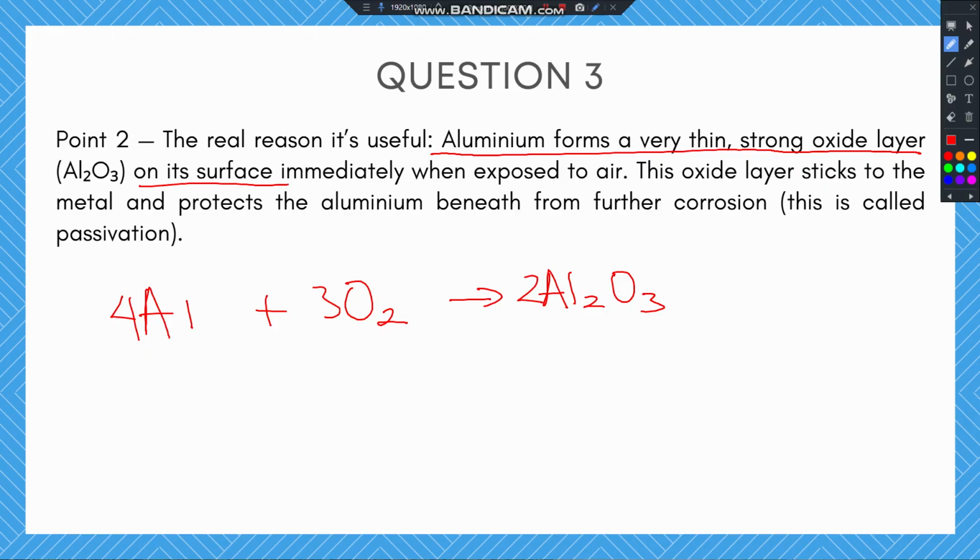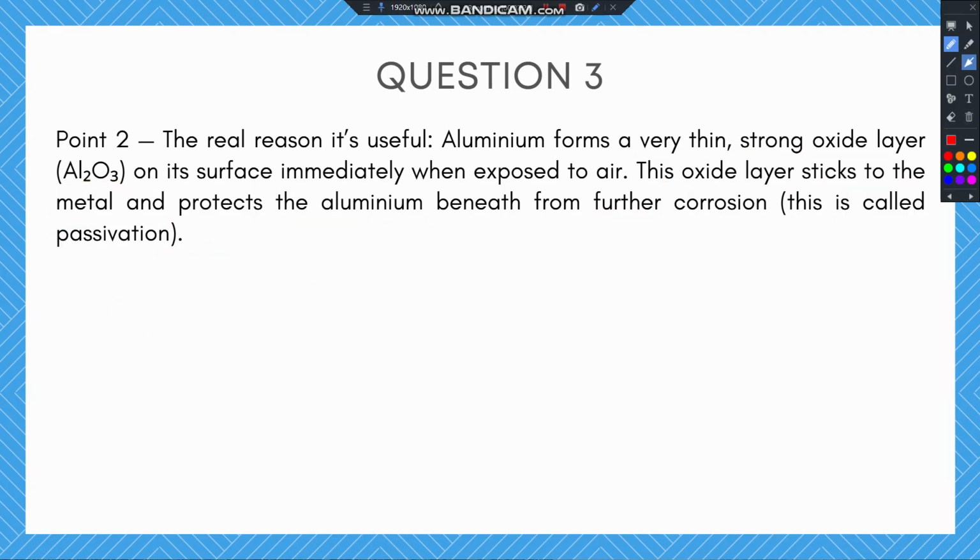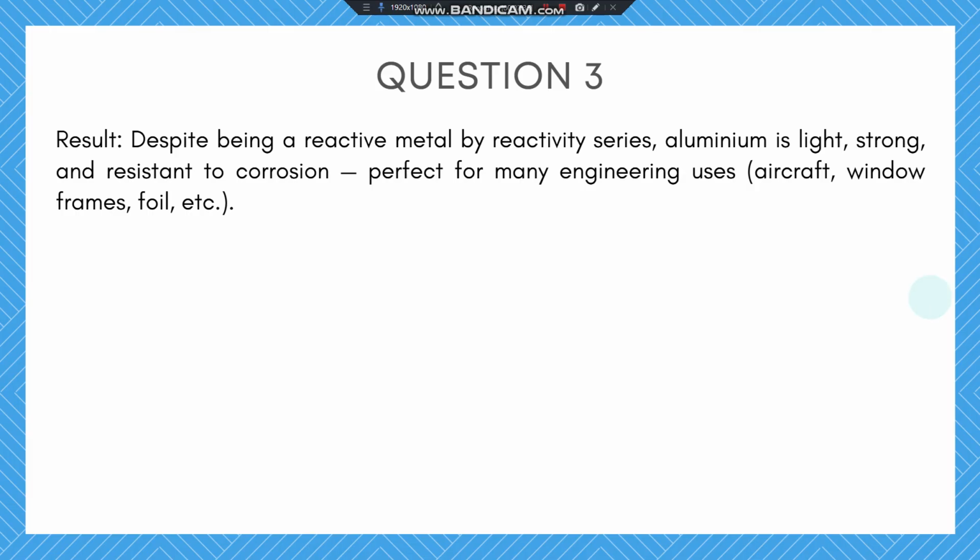So, when aluminium is exposed to oxygen, a thin, strong oxide layer known as aluminium oxide forms on its surface. Now, this oxide layer sticks to the metal and protects the remaining aluminium beneath from further corrosion. This process is called passivation. That is what happens when aluminium is exposed to the air. A thin layer of aluminium oxide forms on its surface, preventing the remaining aluminium underneath from corrosion.